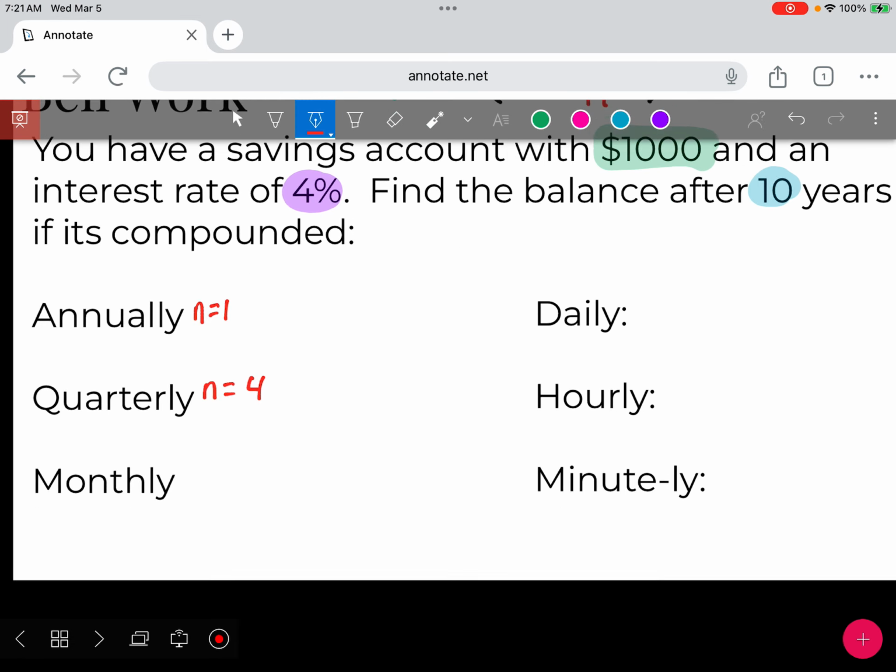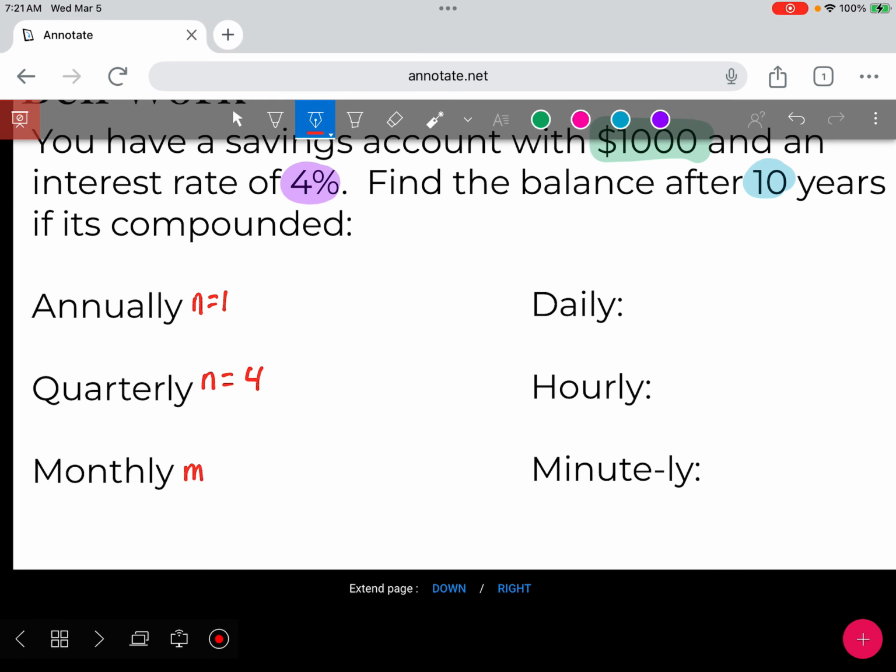For quarterly, what's our n? 4. Good. 4 quarters in a year. How about for monthly? 12. Daily. 365. Hourly. That one? I don't know that one. Well, we know that there's 365 days. And we know that each day has 24 hours. 8,760.